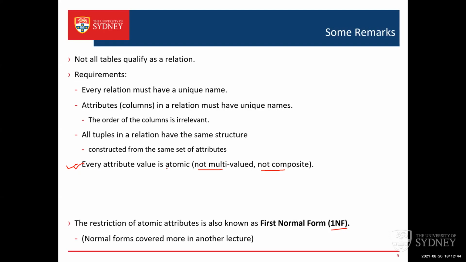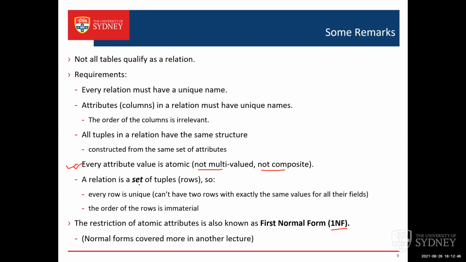The last condition is that it is a set of tuples. So every row must be unique, although the order of the rows does not matter. In whichever way you save all the rows, that's fine. The simple thing is to make sure that each row is unique. If two rows are exactly the same, that simply means you are repeating the information, right?